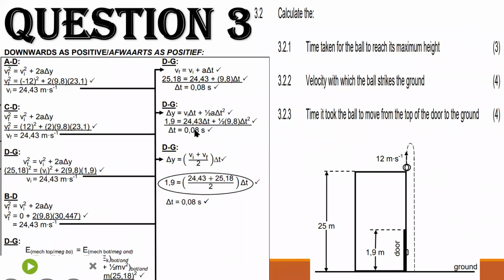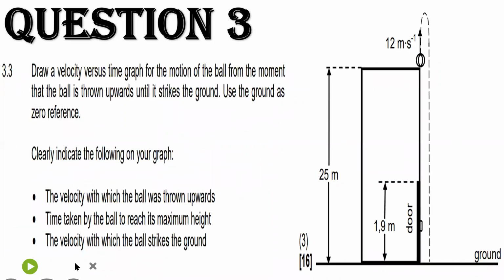Okay. Let's see what else. We have other options. You are going to see it. Now they're asking you to draw a graph. Draw a velocity time graph, velocity versus time graph for this motion. Start from initial position when it's coming to ground. So clearly indicate, okay, this is an important point. If you want to get full marks, you should show this on the graph: the velocity with which the ball was going up, and the time taken by the ball to reach maximum height.